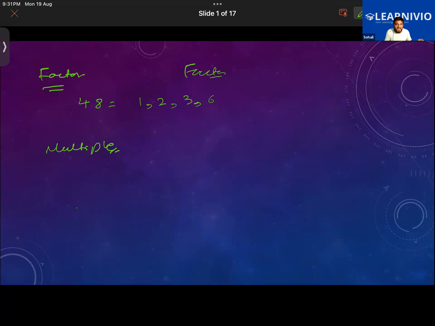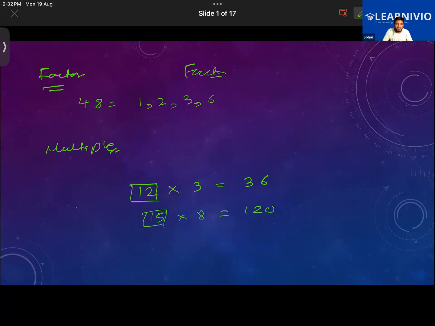A multiple is a number that is the result of multiplying a given number by any other natural number. Say for example, you have the number 12. 12 multiplied by 3 gives you 36. So 36 is a multiple of 12. 15 multiplied by 8 is 120. So 120 is a multiple of the number 15, because this is the number that you get upon multiplying 15 with another natural number. That is what a multiple is.